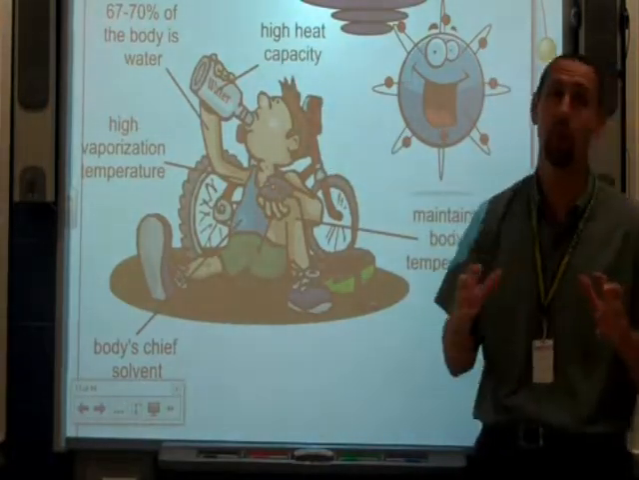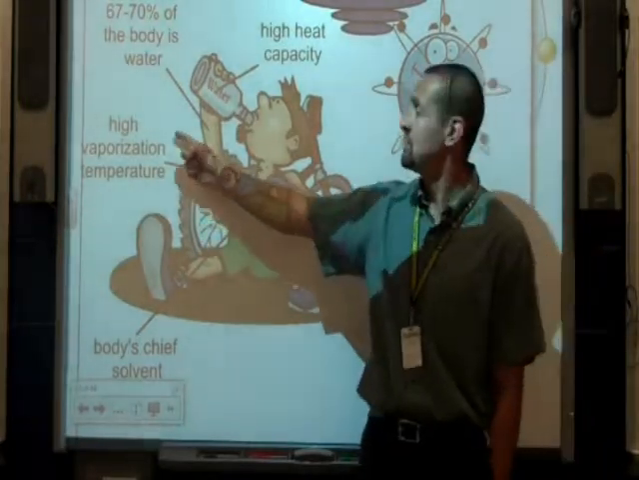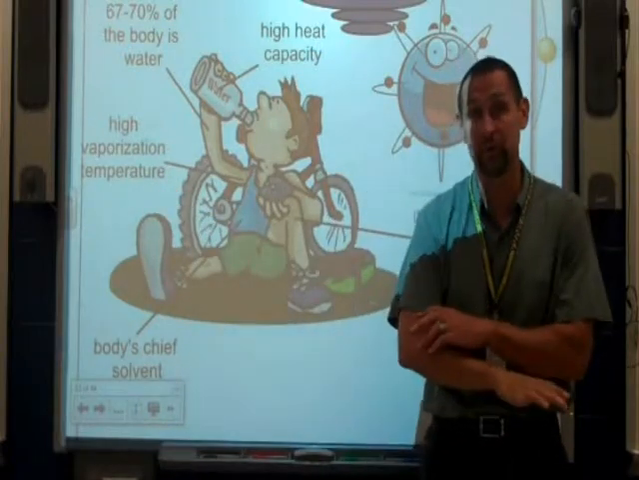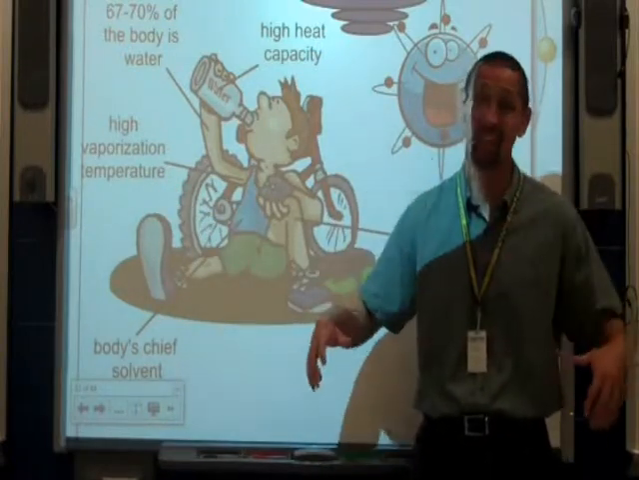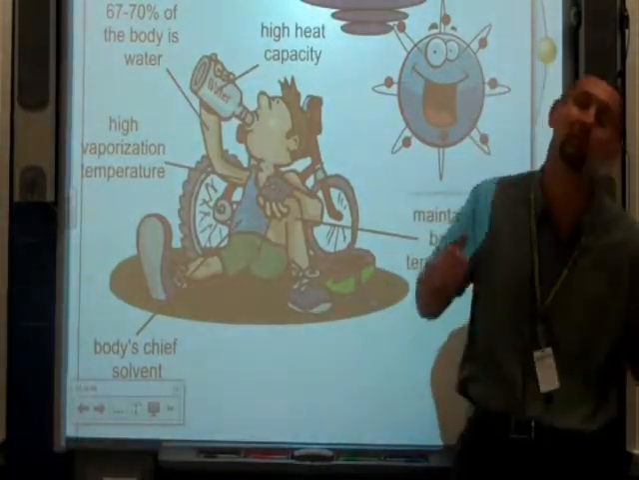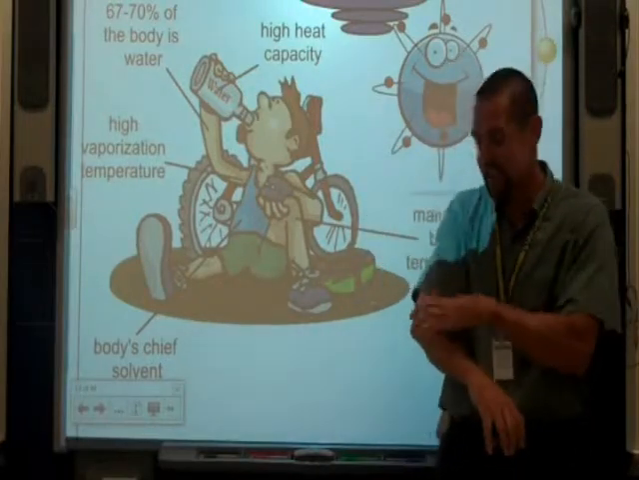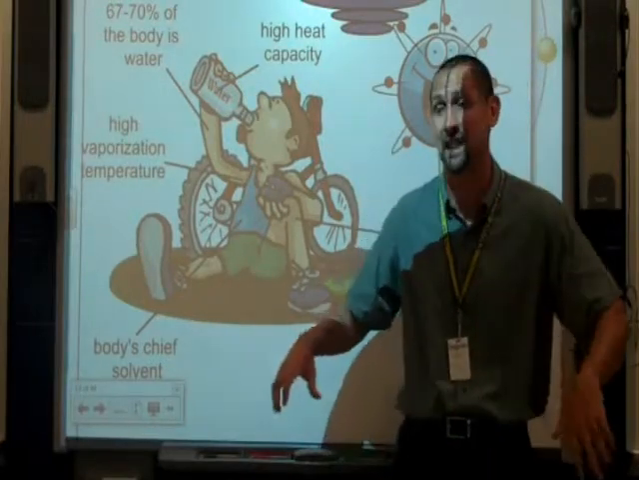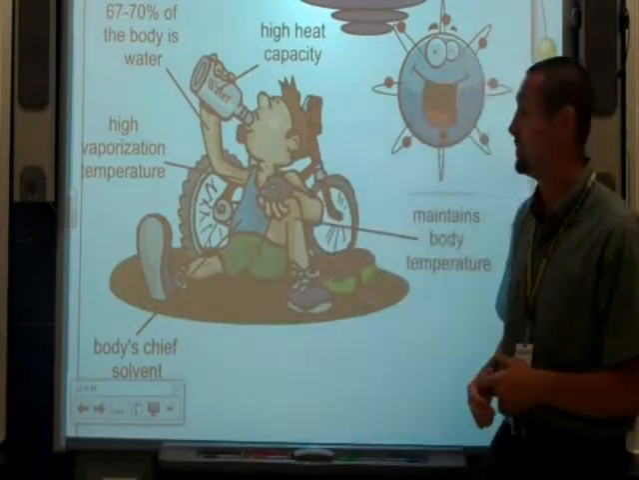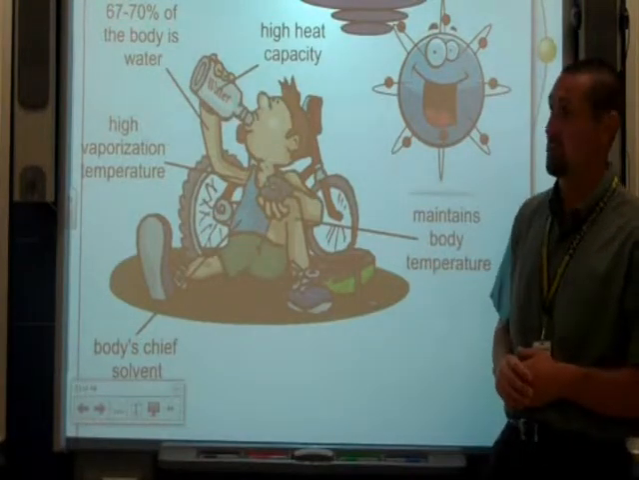So how does that water work to maintain our body temperature? One way is because water has a high vaporization temperature. That means when water, the liquid, turns into a vapor, it takes a lot of heat energy with it. So when we sweat and our bodies are covered with sweat, we've been working out and running and exercising, our bodies are all sweaty. When that sweat evaporates, it takes a lot of that heat with it, which helps keep our body nice and cool. So water works hard to maintain our body temperature.